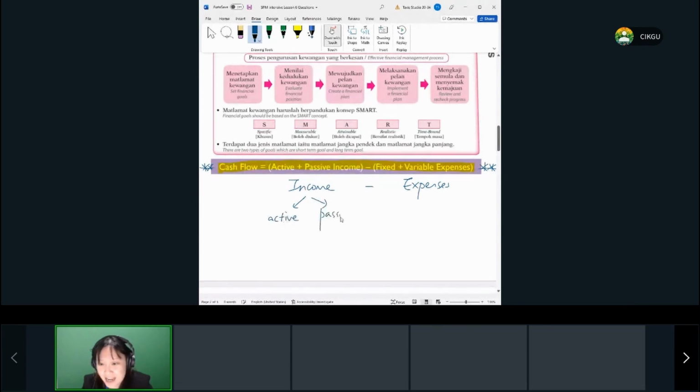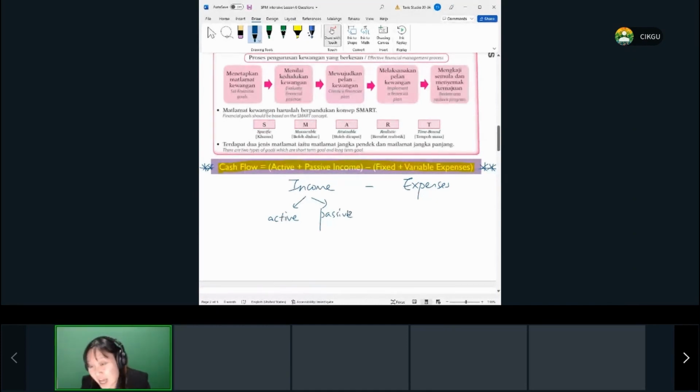I hope this one is okay. Active income means you work, you earn. You stop working, you stop earning. For example, teaching tuition. If I teach, I will earn. If I stop teaching, I stop earning the tuition fee. This is called active income.